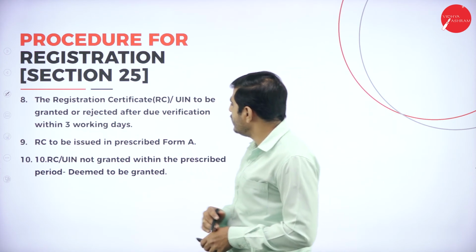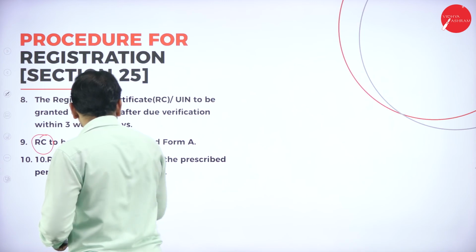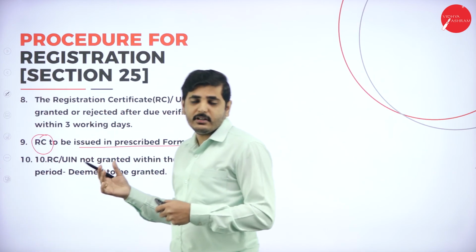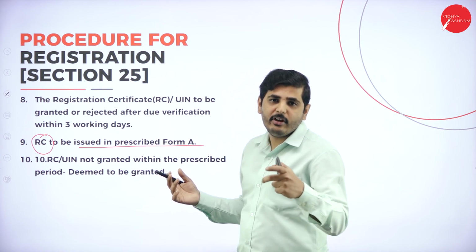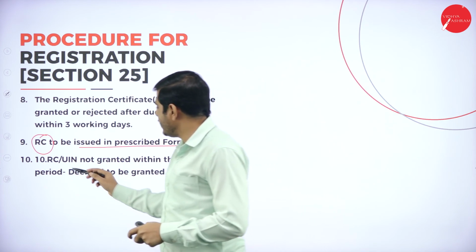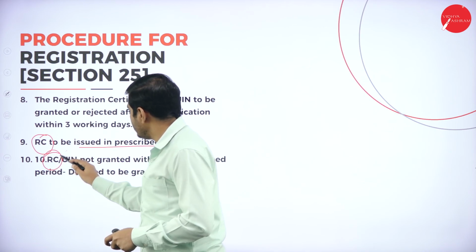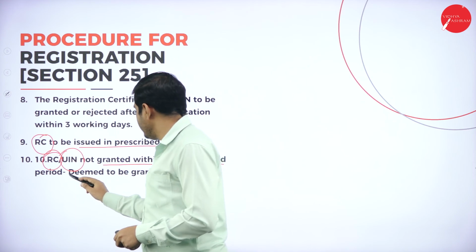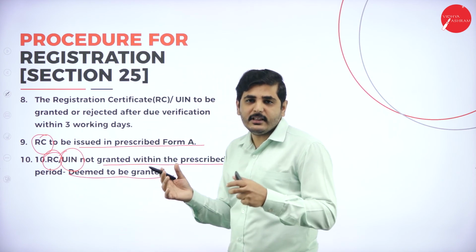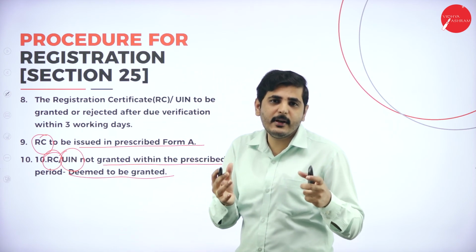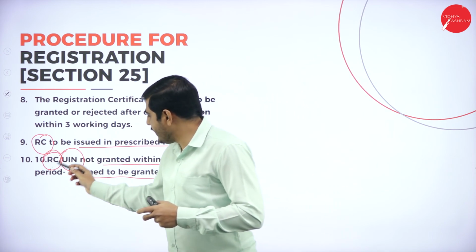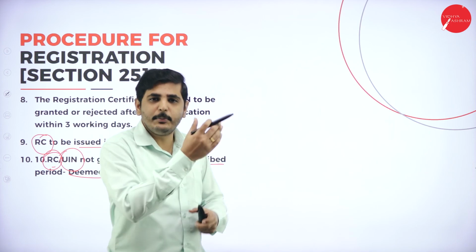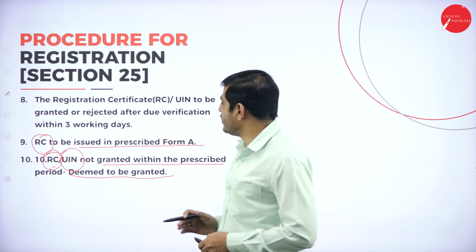Also, the registration certificate is to be issued in the prescribed Form A, and a registration certificate will be issued for every registered person. Next one, if the registration certificate or unique identity number is not granted within the prescribed period, it is deemed to be granted. If the tax authority does not give the registration certificate or unique identity number within the prescribed period, it is assumed that the person got registered.